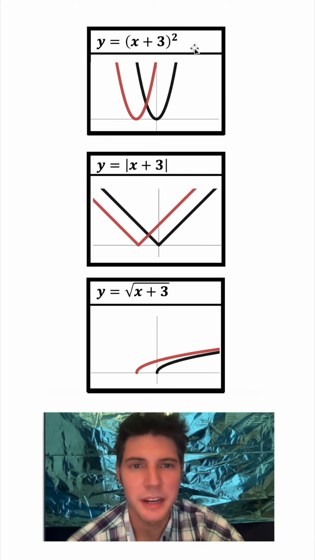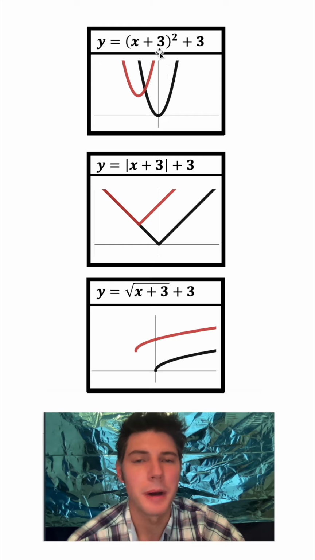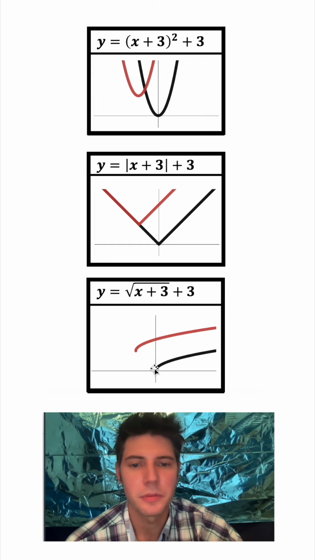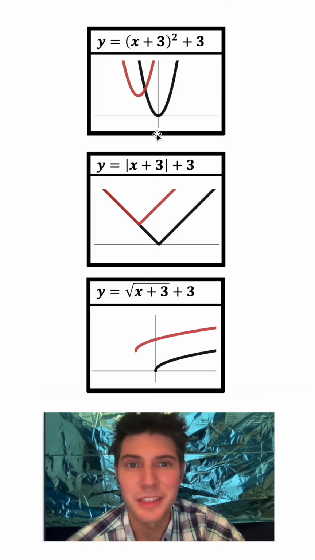We can also bring back the plus 3 on the outside, and it combines the two. So this is going 3 to the left, 3 up, 3 to the left, 3 up, 3 to the left, 3 up. And we can also combine the multiplier as well.